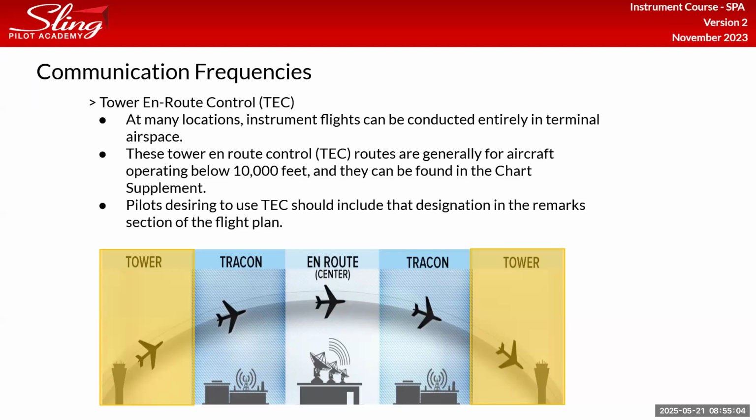Got it. Can you restate the distances for tower, TRACON, and en route? Tower is just going to be within the airspace. TRACON is going to be within the terminal area, so 30 nautical miles. And then en route, or the center, is outside of that 30 nautical miles.